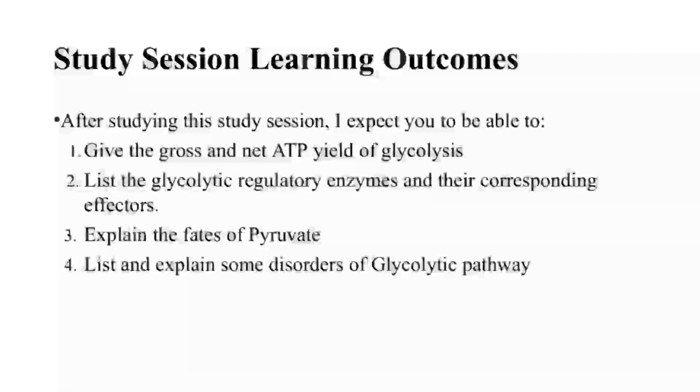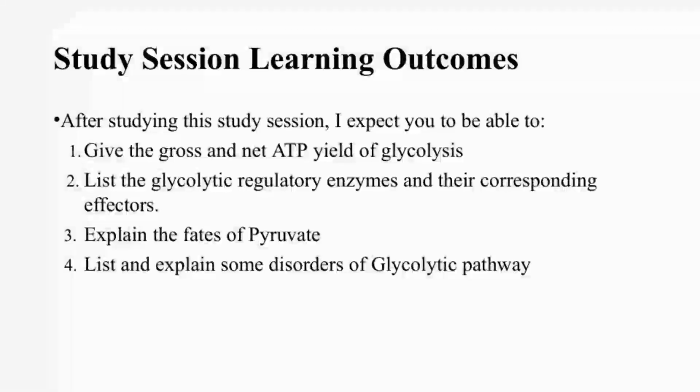After studying this study session, I expect you to be able to understand the gross and net ATP yield of glycolysis, which is fundamental for grasping how energy is produced in cells. We'll also go over the key glycolytic regulatory enzymes and their effectors, helping you see how this pathway is tightly controlled. Additionally, I want you to be able to explain the different fates of pyruvate, whether it enters the mitochondria for further oxidation or is converted into other compounds. We'll also cover some disorders of the glycolytic pathway, so you can appreciate how disruptions can lead to metabolic issues. Overall, these learning outcomes will give you a solid understanding of glycolysis, its regulation, and its clinical relevance.